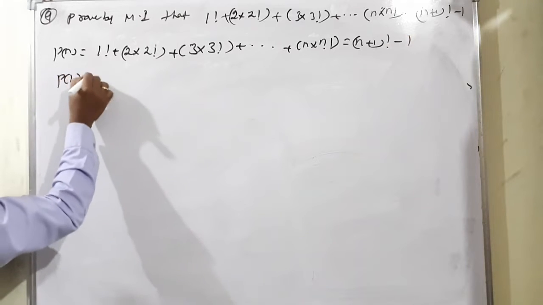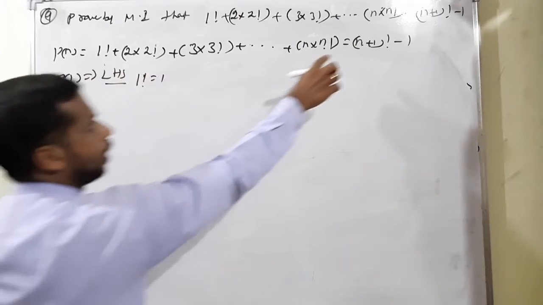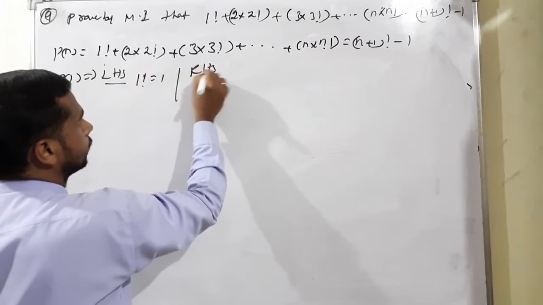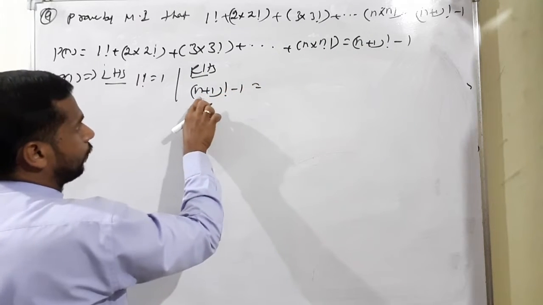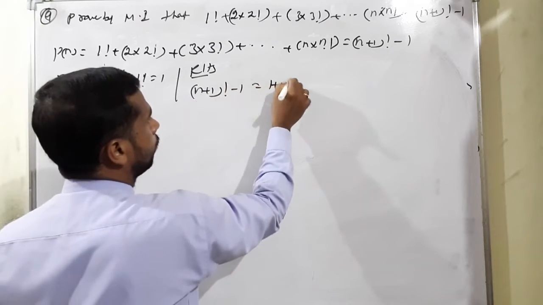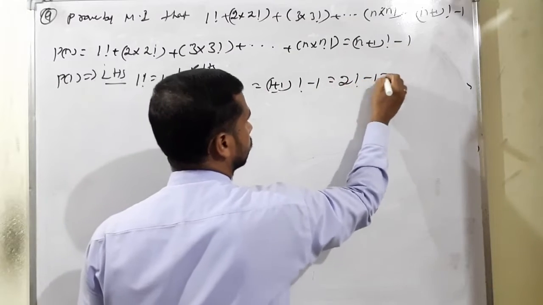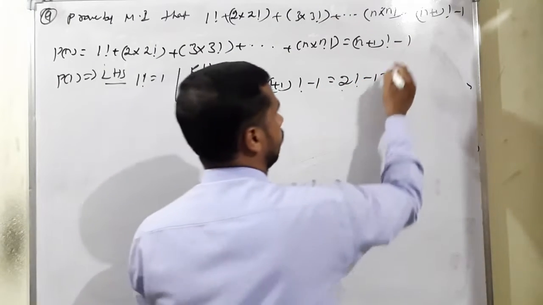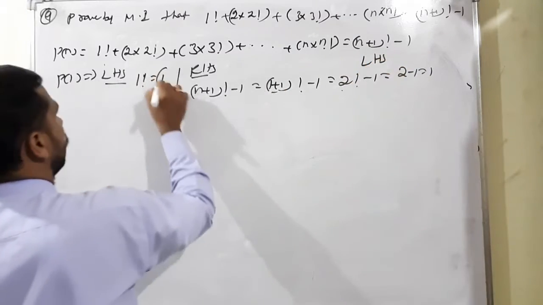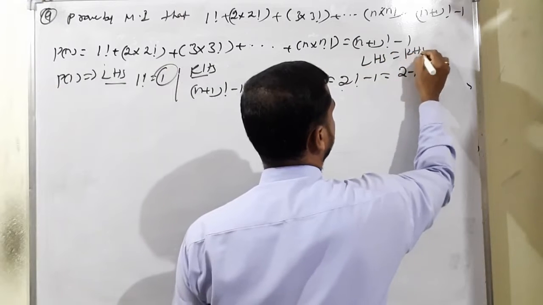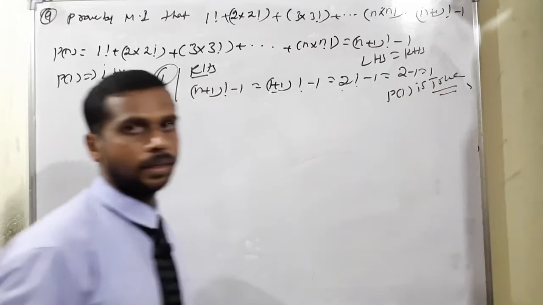So P of 1, LHS, definitely we know 1 factorial means 1 will come. Opposite side, RHS means n plus 1 factorial minus 1. Instead of n we can write 1, means 1 plus 1 factorial minus 1. 1 plus 1 means 2 factorial minus 1. So 2 factorial means 1 into 2. Therefore 2 minus 1 is equal to 1. See, LHS value 1 is there. Therefore LHS equals RHS, so definitely we can say P of 1 is true. First condition is clear. Okay.